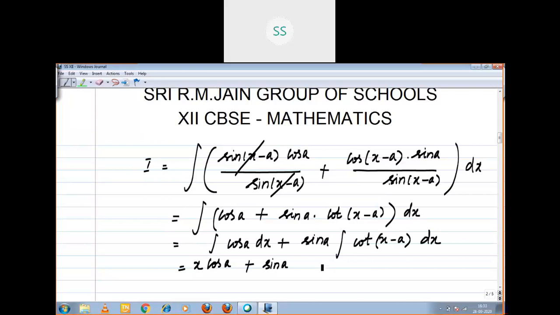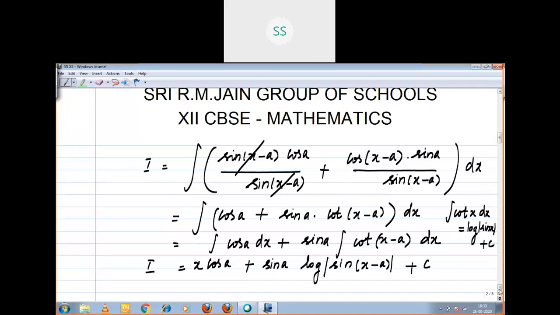Integral cot x dx equal to log of sin x, log of sin x modulus, right? Log of sin x plus c. Got it, children? Say yes or no. Integral cot x dx equal to log of mod sin x plus c.